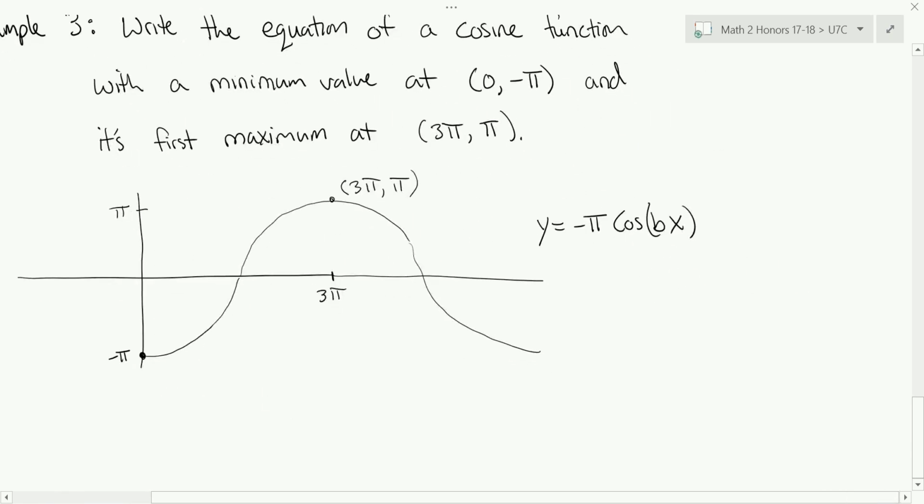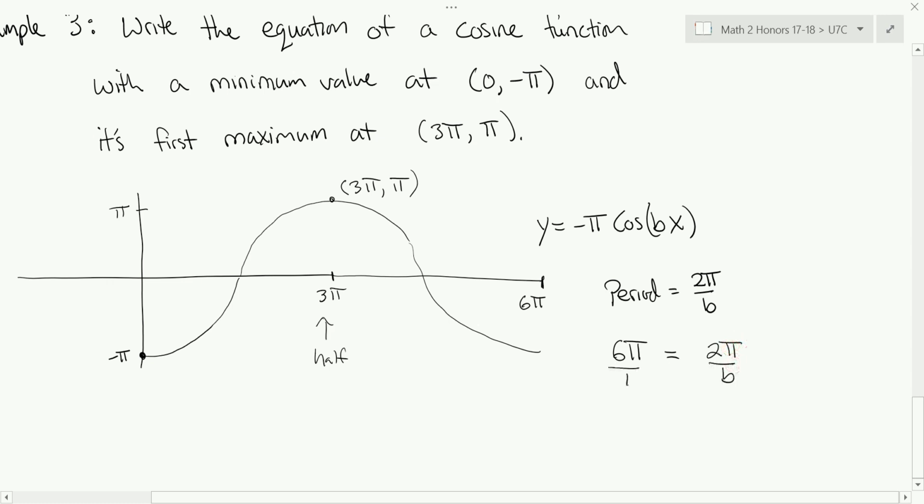And b comes from the period of the function. The period of any function is 2 pi divided by b. And what's the period of this function? The 3 pi is only halfway through the period. The full period is right here at 6 pi. It's the full pattern. Because half of it is 3 pi, so I go 3 pi more. This is the halfway mark, right? And so we end up with 6 pi is equal to 2 pi over b.